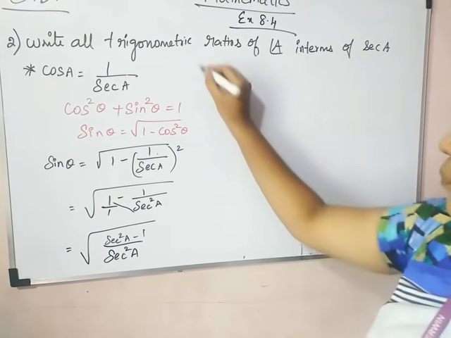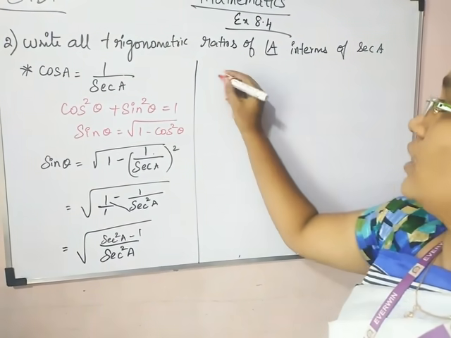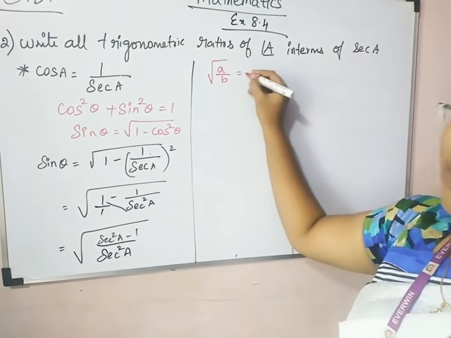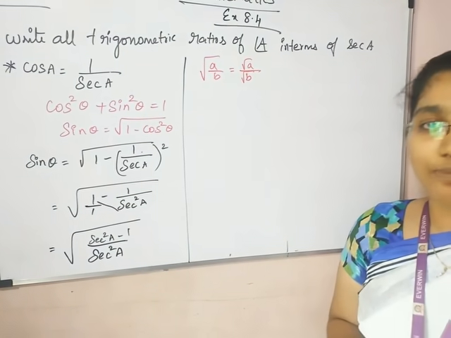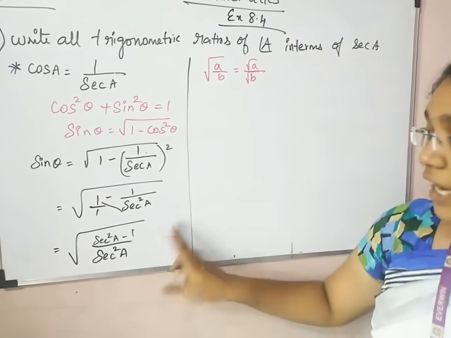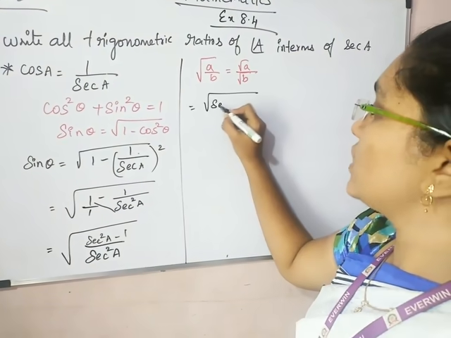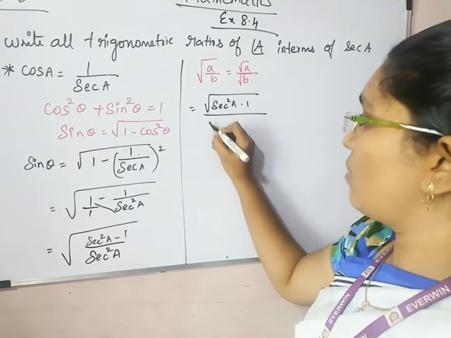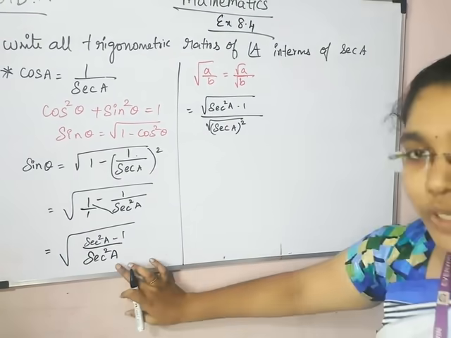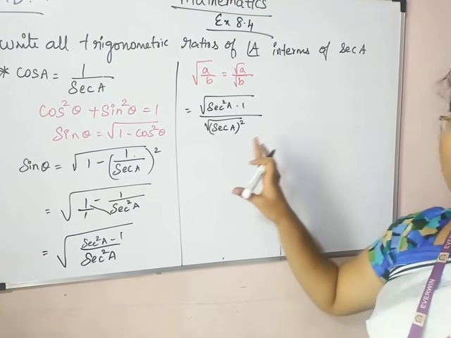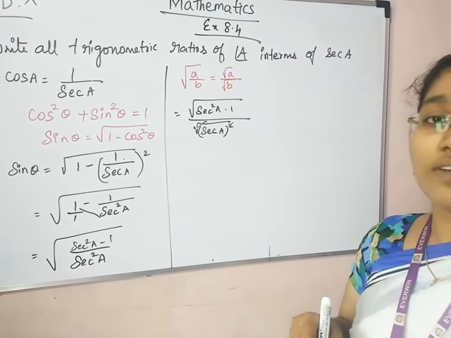Next step, this root is common for both. By using root of A by B, what is root of A by B? It is nothing but root of A divided by root of B. So we can separate the root, right? That formula I am going to apply over here. Which means root of secant square A minus 1 divided by root of secant square A the whole square. Already I have told you secant square A or secant A the whole square both have the same meaning. So now this root and square will get cancelled.